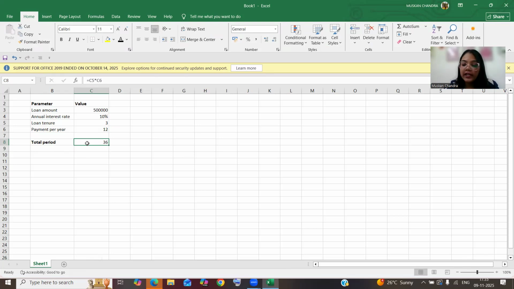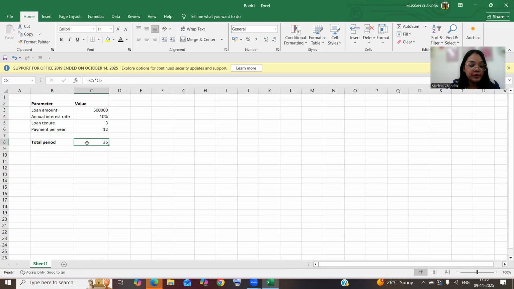So we are assuming a loan of 5 lakhs at an annual interest rate of 10%, which is to be repaid over 3 years in monthly installments. The total number of periods is calculated by multiplying 3 years, which is the loan tenure, with payment per year of 12 months, which is monthly payment. It gives 36 payments.